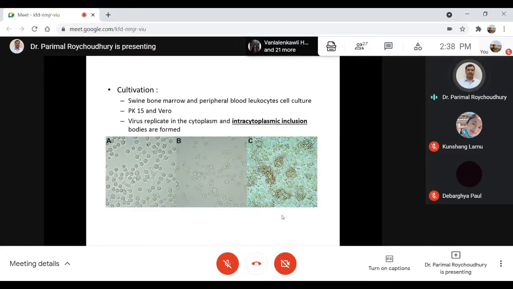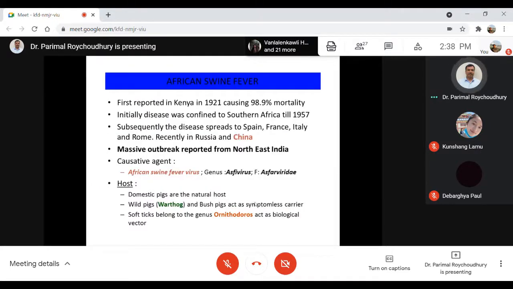So this is the cultivation and propagation of the virus. Now, coming to this infection, African swine fever was first recorded in 1921 in Kenya, and there almost 98.9% mortality was recorded. Thereafter, the disease was restricted to the sub-Saharan African continent for quite a long period, till 1957.